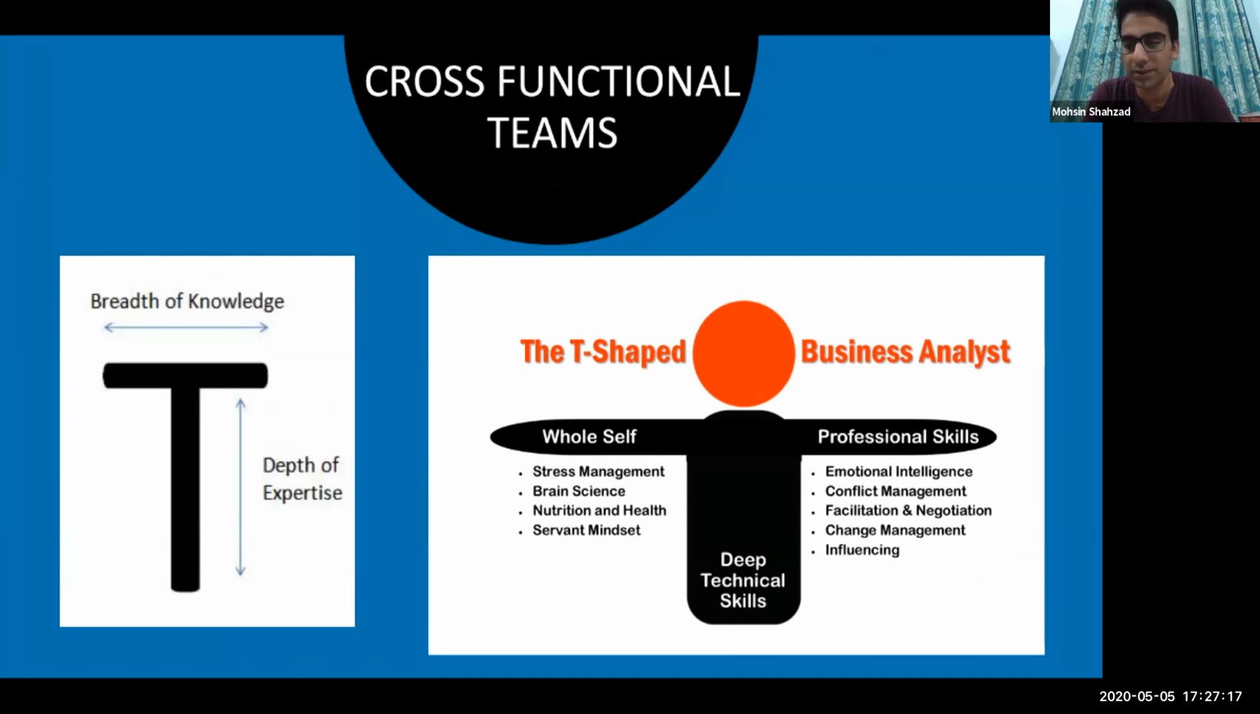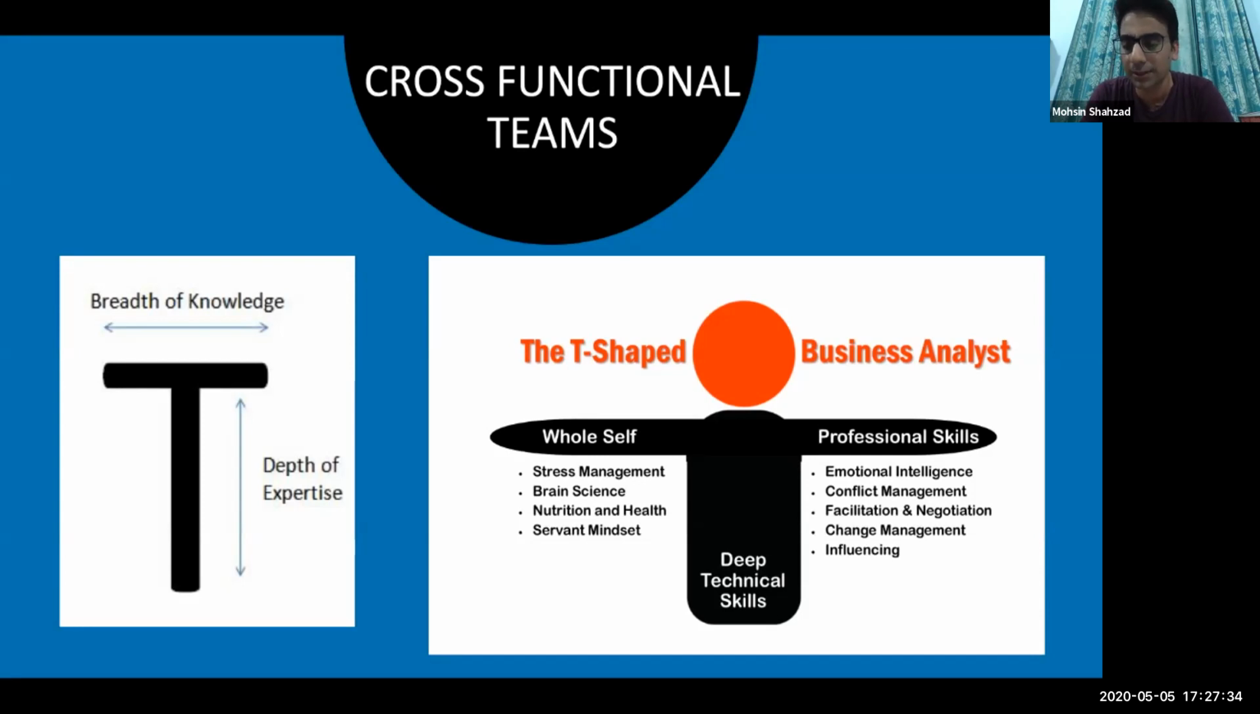Like there was a phrase, jack of all, master of none. So we actually altered this phrase, jack of all, master of one. So this is kind of a T-shaped resource right now. And even people are using these kind of T-shaped resource examples in their resumes nowadays.